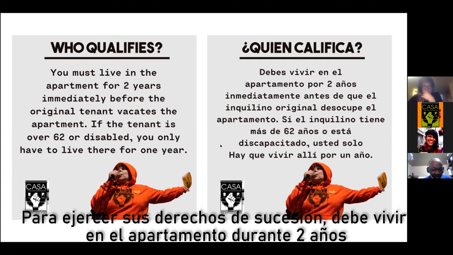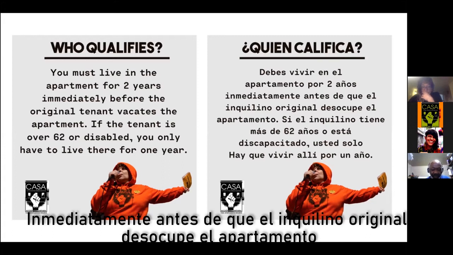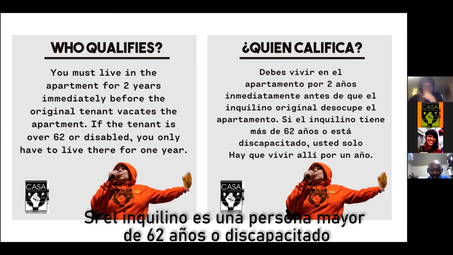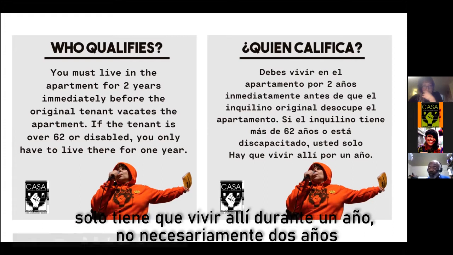To exercise your succession rights, you must have lived in the apartment for 2 years immediately before the original tenant vacates the apartment. If that tenant is a senior citizen, which means over 62 years old, or disabled, you only have to live there for 1 year, not necessarily the 2 years.